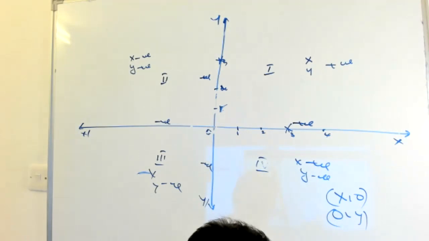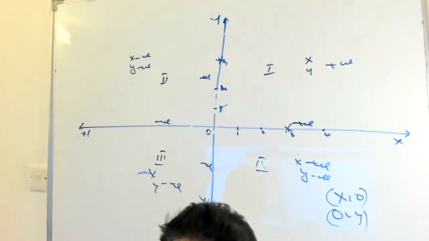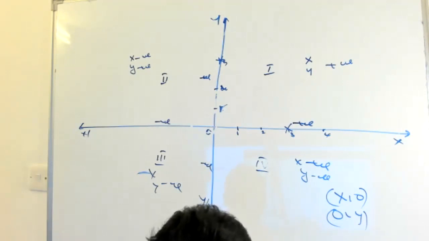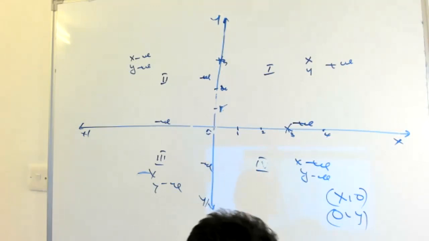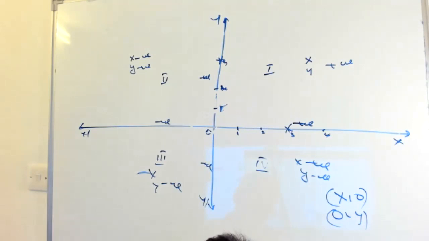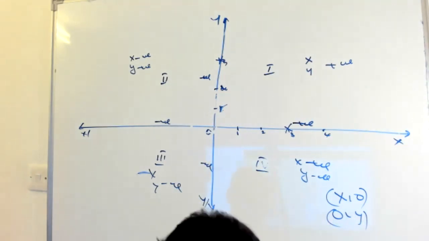Ananya, ready or not? Yes, sir. Aaron, listen to what she's answering. (1, 0), where? X-axis. Sorry, (1, 1), first quadrant. (1, 0), x-axis. (0, 1), y-axis. (-1, -1), third quadrant. (-1, 3), second quadrant. (3, -1), fourth quadrant. Okay, good.